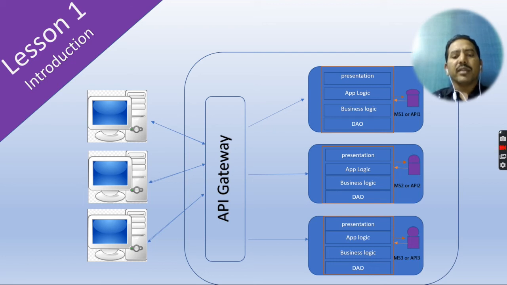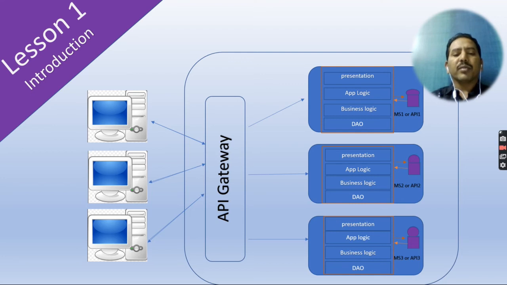Because if we have three services here, even if one service is down, the rest of the two services will not be impacted. They can work and function well. But in monolithic, it is not like that. If one service is down, the entire application will be down. If one problem happens, the entire application will be down. But in microservices, if one service is down, the rest of the services will be active. So the application will not be down.